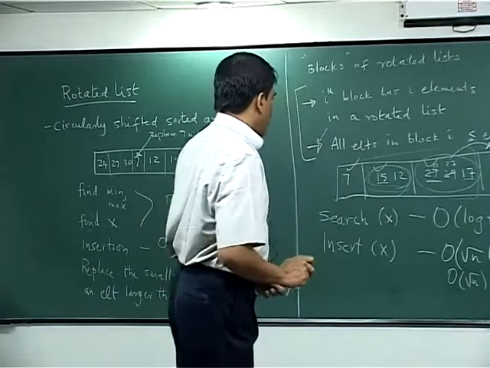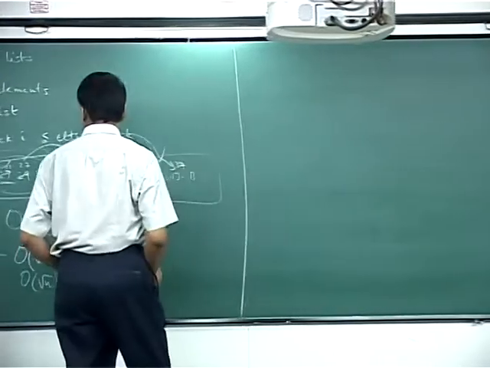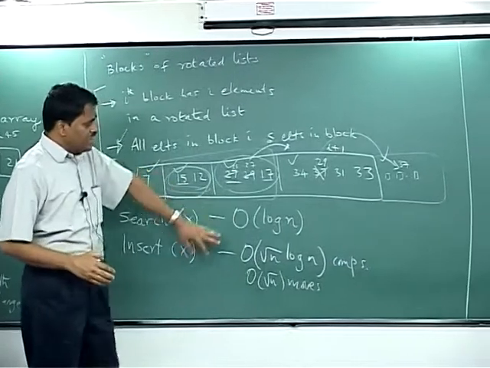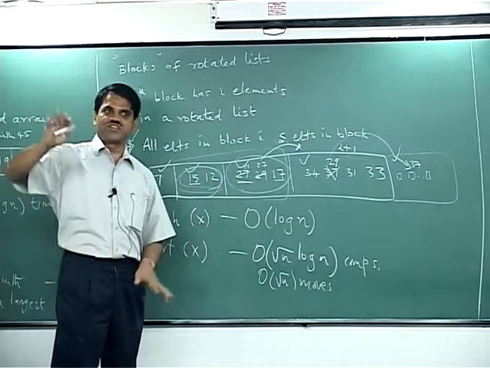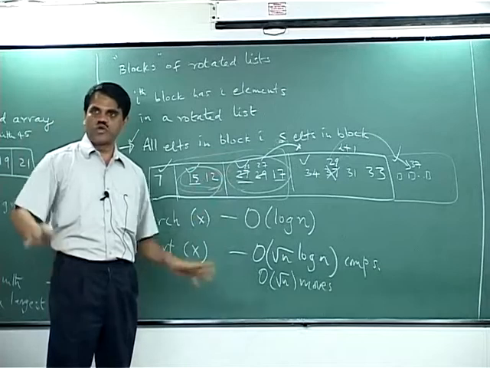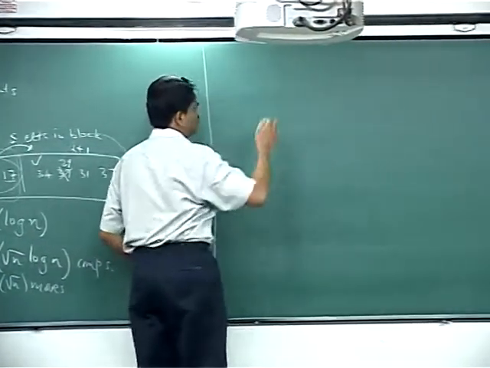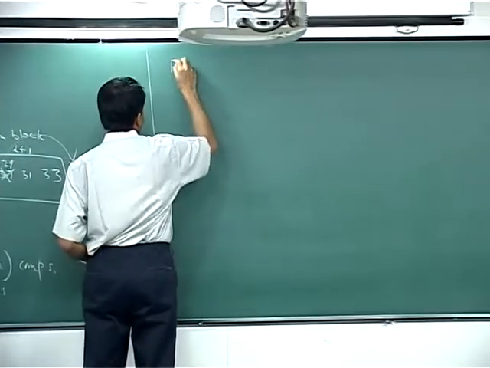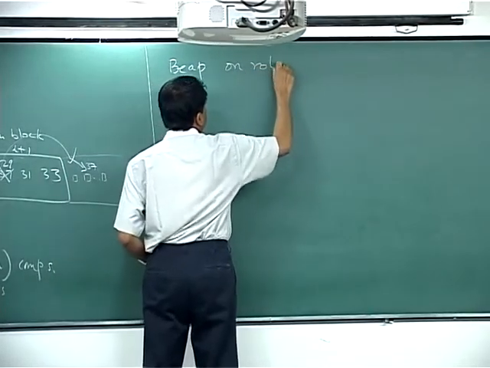Now, I am going to give you one more implicit data structure. So, here is a structure where search is very fast, but insertions and deletions are like root n log n. I wanted to sort of balance them and bring both of them below root n. And here is a nice structure which combines whatever you learned about the BEEP and the rotated list. So, I will call that BEEP on rotated list.